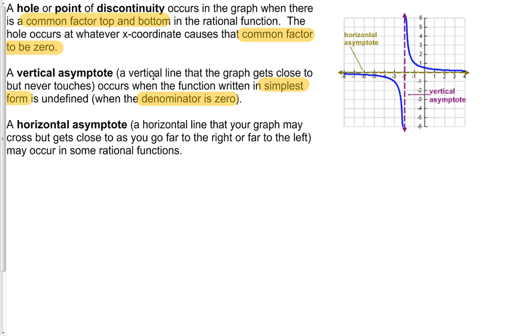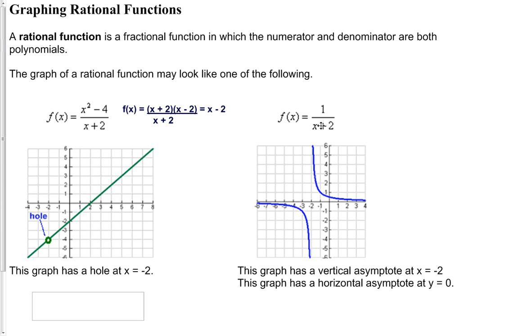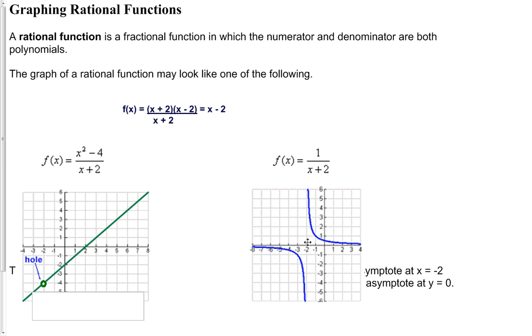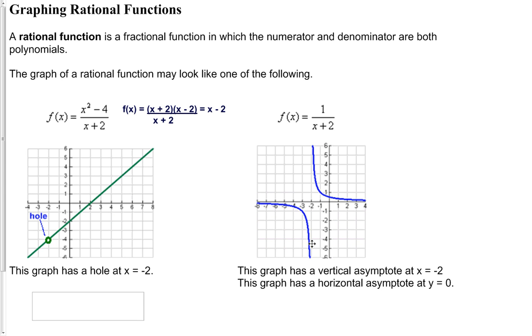A vertical asymptote, the vertical line that the graph gets very close to but never touches, occurs when the function is written in simplest form and the denominator goes to 0. The function is undefined. So let's take a look at what that looks like again. Here, when the denominator went to 0, when x is equal to -2, and the function was in its simplest form right from the start, there's nothing you can do to factor this and simplify it. We had a vertical asymptote that approached the x equals -2 line.